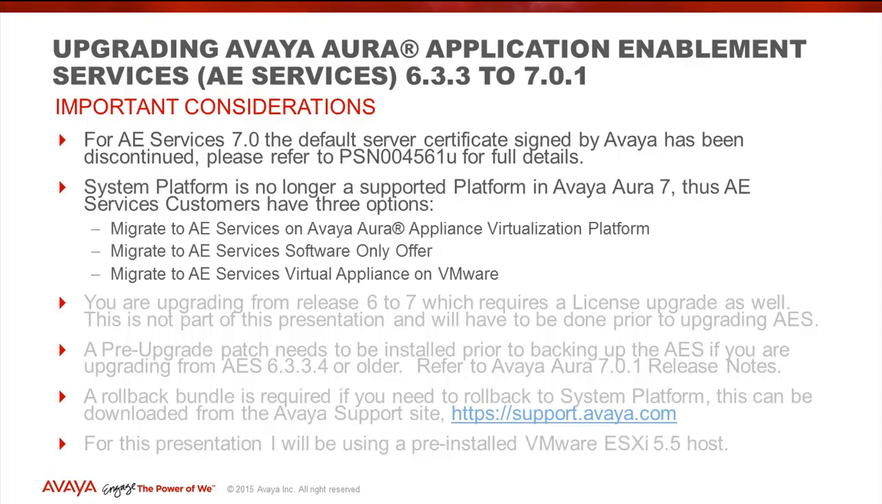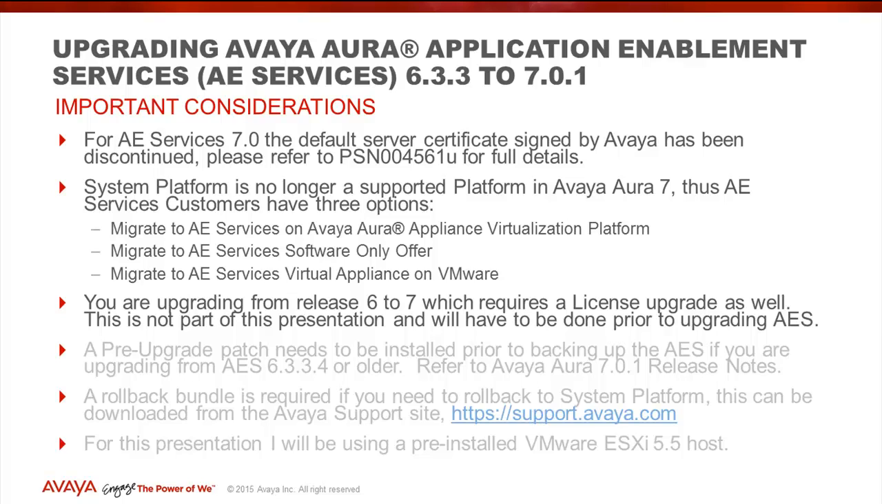Next, System Platform is no longer a supported platform in Avaya Aura 7. Thus, AE Services customers have three options. One is to migrate to AE Services on Avaya Aura Appliance Virtualization Platform, or AVP. The second is to migrate to AE Services software-only offer, and the third is to migrate to AE Services Virtual Appliance on VMware. Since we will be upgrading from release 6 to 7, we will require a license upgrade as well.